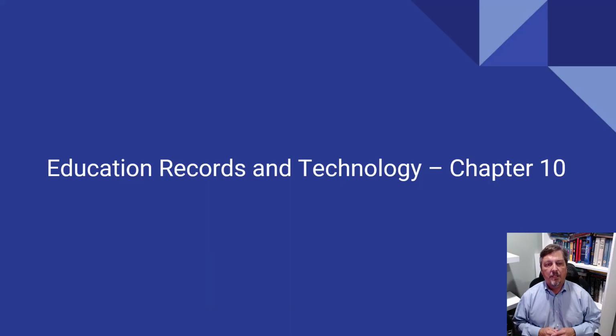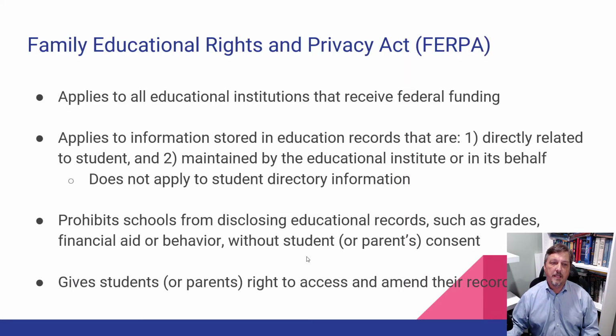The last piece that we need to cover is education records and technology, which is chapter 10 in the book. And the primary law that you need to be aware of is FERPA, the Family Educational Rights and Privacy Act. This law applies to all educational institutions that receive federal funding.